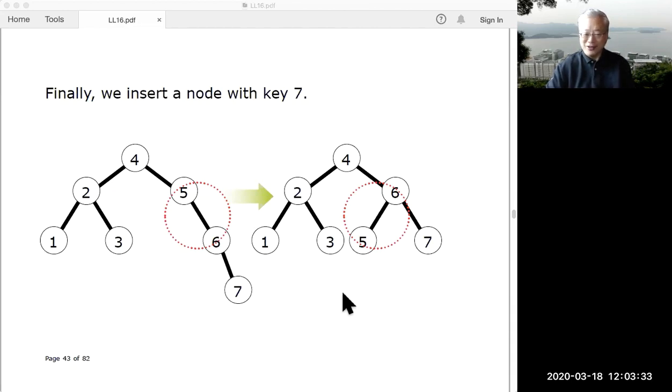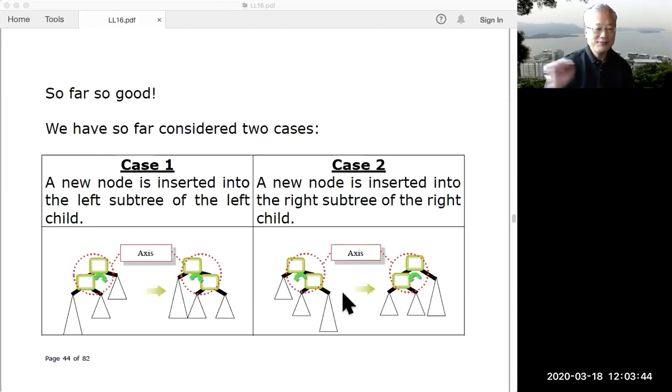Okay, anyone wants to ask anything? No? Okay. So far, so good, right? Good. Now, if that's the case, then let's go on. Okay, so far, so good. No problem. So we have so far considered two cases.